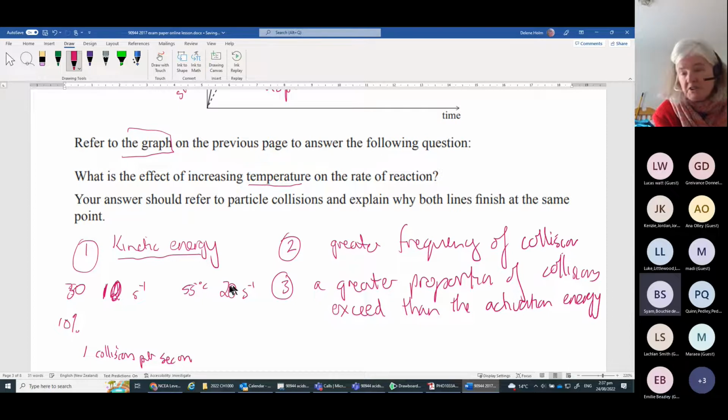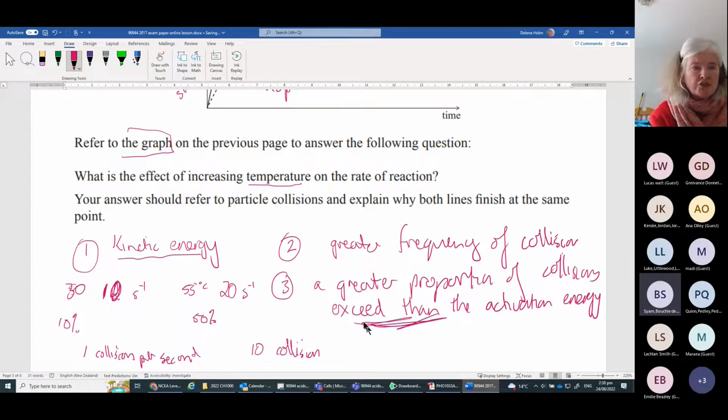Okay, compared to, say, at 55, they're going a much, much harder. So we're going to be saying 50%, half of them will now, when they collide, have a useful change. So half of 20 is 10. So instead of 1 collision per second, I'm now going to have 10 collisions per second. Can you see the effect the second one does by a greater proportion?